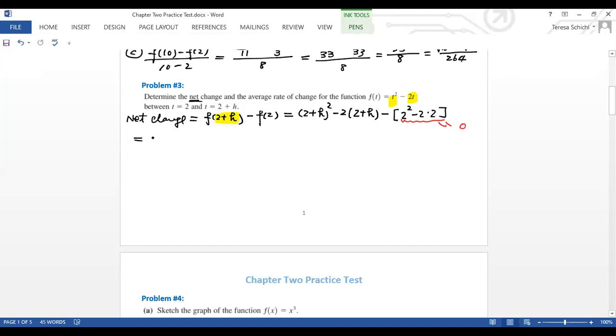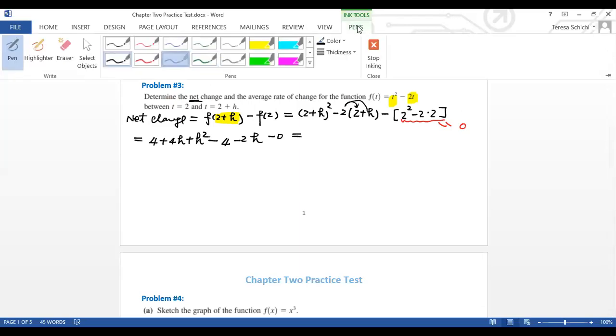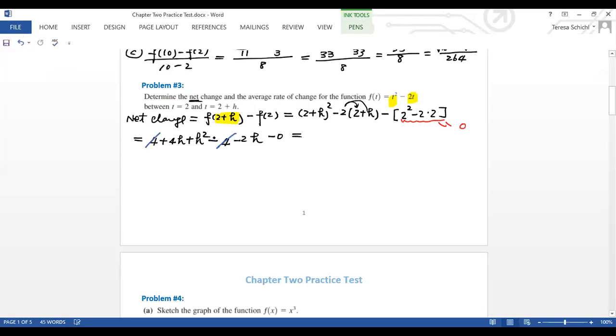Okay, so now let's continue using our algebra. So this is a FOIL. So (2 plus h) squared will be 4 plus 4h plus h squared. Then distributive rule, minus 4 minus 2h. And these things here are minus zero, right? So let's see anything we can cancel. Here, the 4, I can cancel. And then combined, I have h squared, and 4h minus 2h, how many h here? 2h, right? So I can factor the h out, so it's h times (h plus 2). So this is my net change.